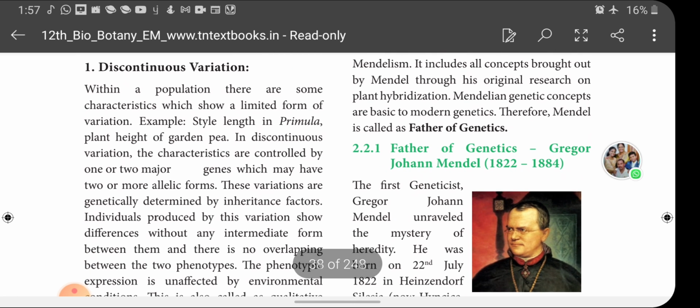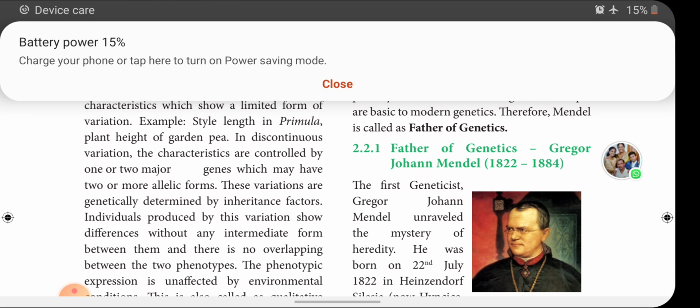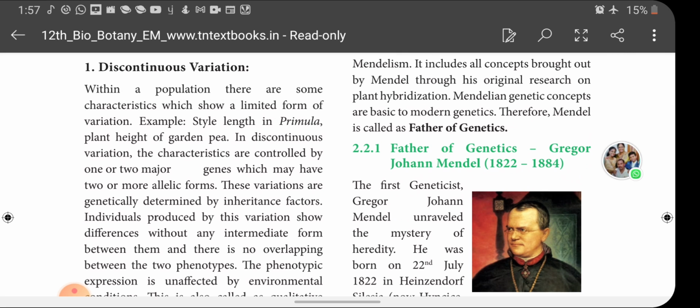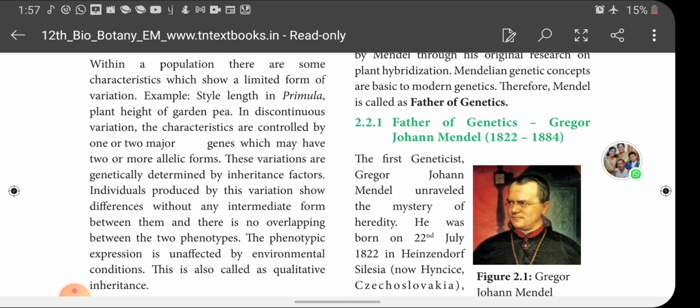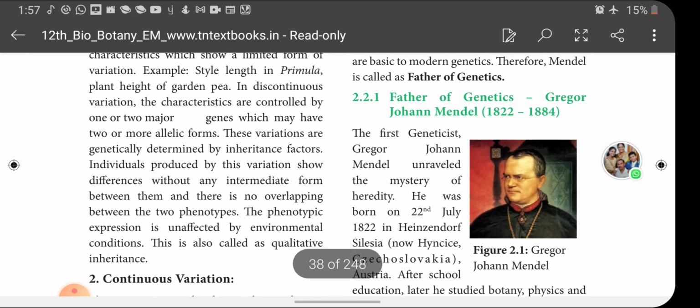In discontinuous variation, within a population there are some characteristics which show a limited form of variation. Example, style length in primula, plant height of garden pea. The characteristics are controlled by one or two major genes which may have two or more allelic forms. These variations are genetically determined by inheritance factors. Individuals produced by these variations show differences without any intermediate form between them, and there is no overlapping between the two phenotypes. The phenotypic expression is unaffected by environmental conditions. This is also called qualitative inheritance.